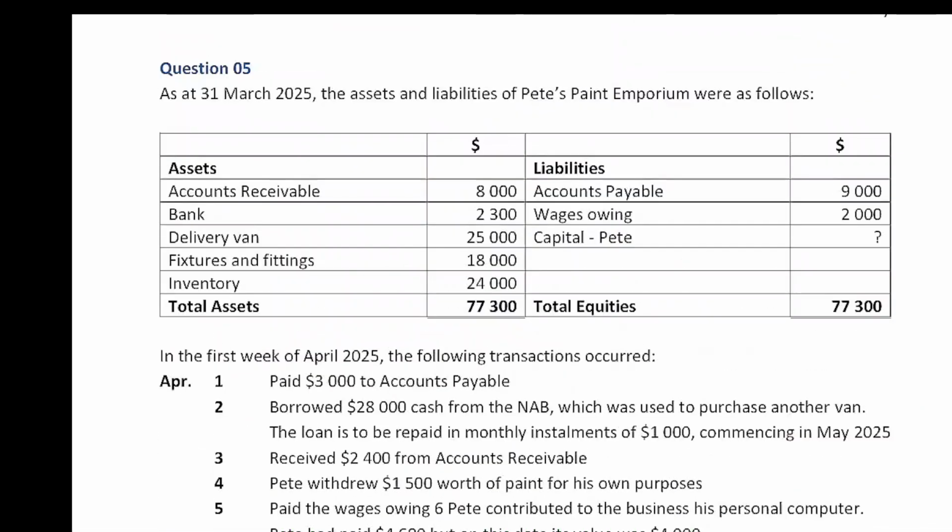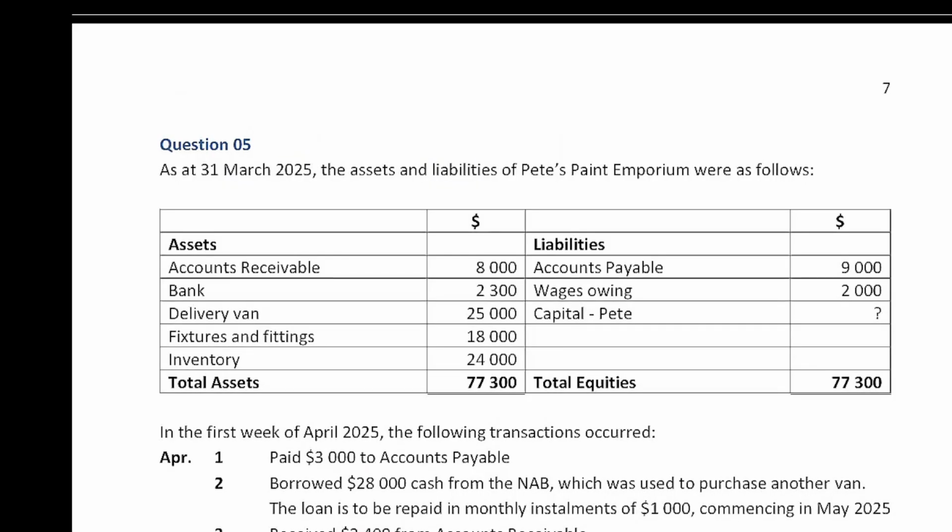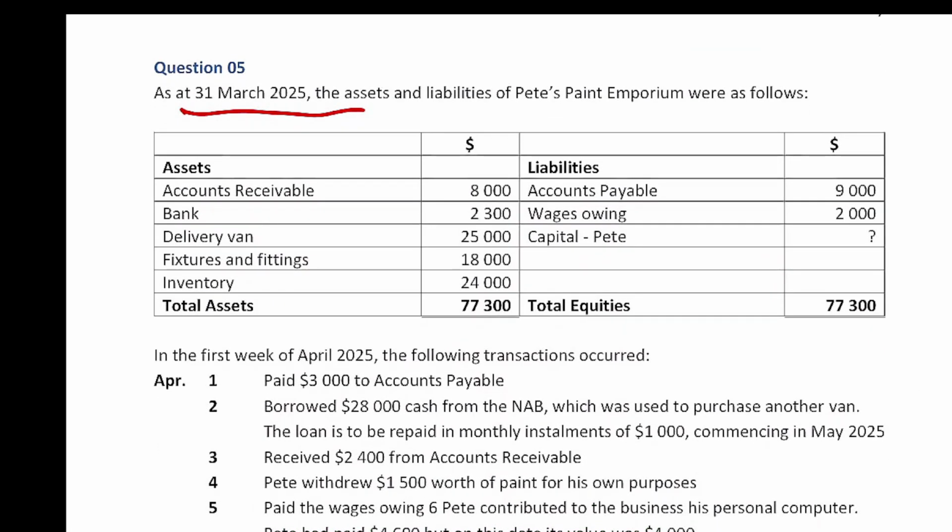April 1st. So they have given the balance sheet as at when? 31st March, yes? 31st March is the balance sheet. Then they are giving us the transactions as of first week of April, starting from April 1st.